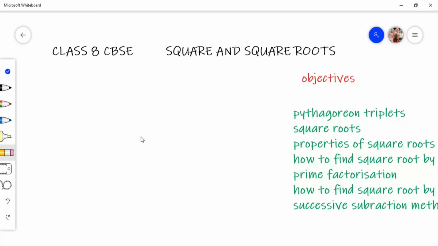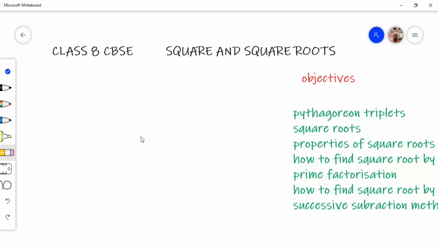Square roots of negative numbers are imaginary numbers, and we will learn about them in the higher grades. Right now you will just have to learn a few small things about square roots, because it's a completely new topic for class 8.